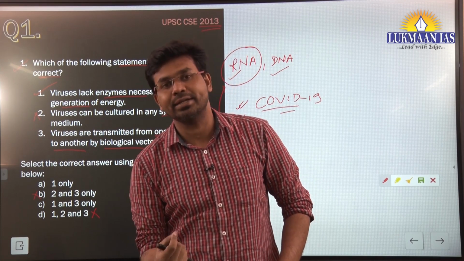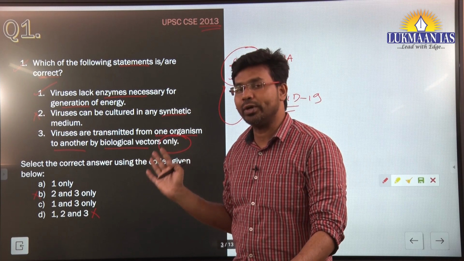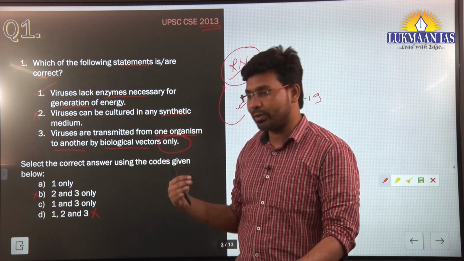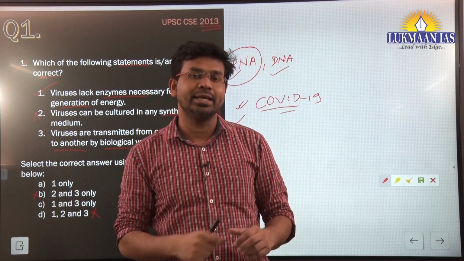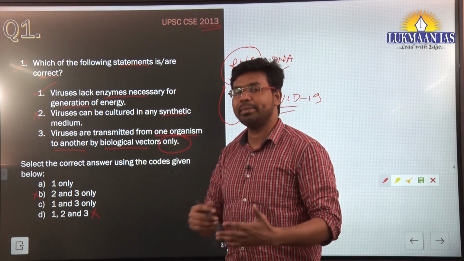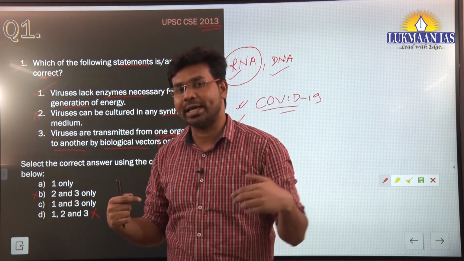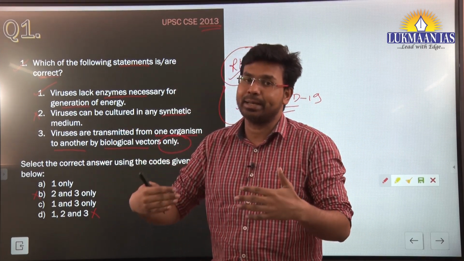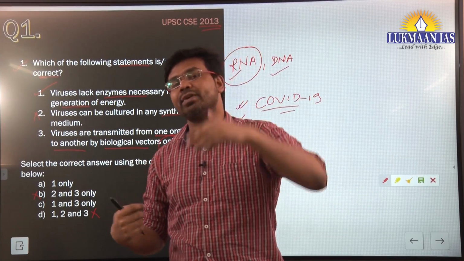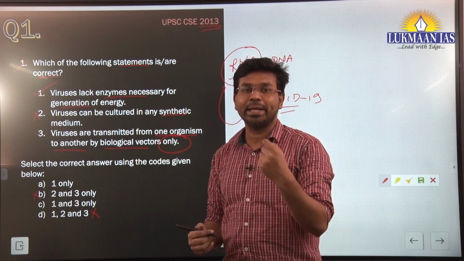So mechanical vectors include those things. Mechanical vectors may include air as well, and they may include animal bodies also. There may be some animals who, while moving, contact viruses that are not affecting themselves, but they can transmit this virus somewhere else as well. So that can be considered as a mechanical vector.